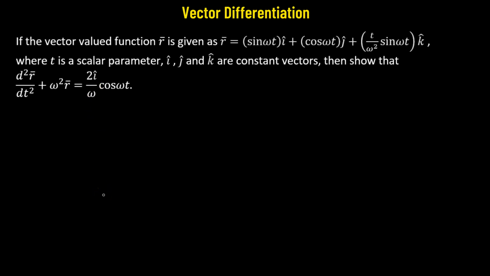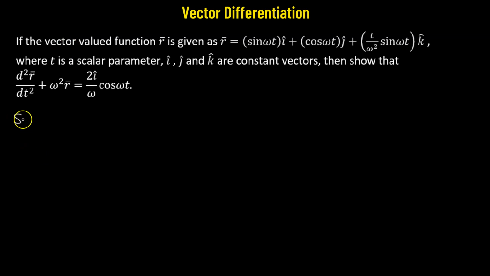So here we have a vector valued function r with three components along the x, y, and z direction. Here t is a scalar parameter. i cap, j cap, and k cap are the unit vectors and they are constant. We need to show that the following differential equation holds true.